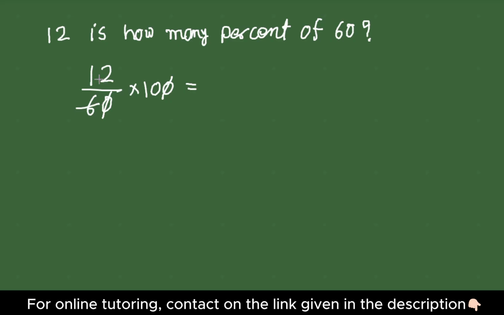Now 6 times 2 is 12. So cross out 6 and write 2 at 12. This is 2 times 10, which is 20%.